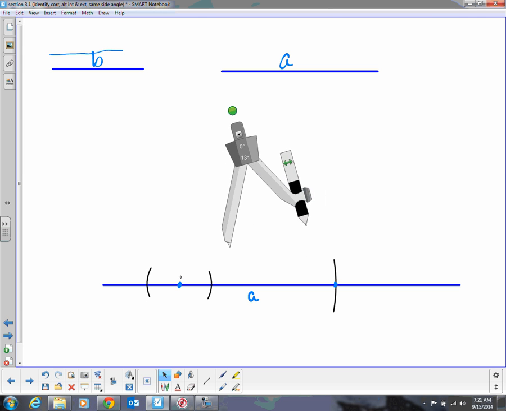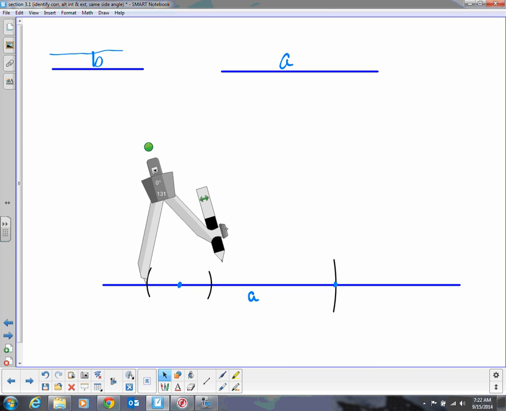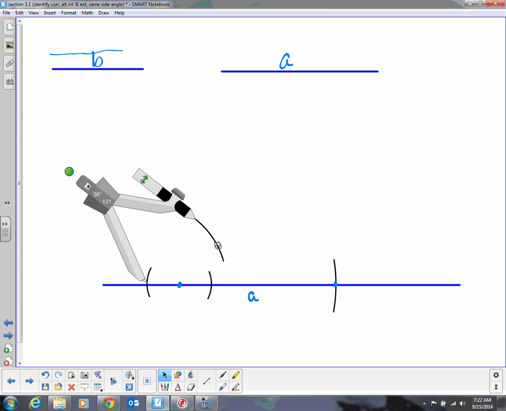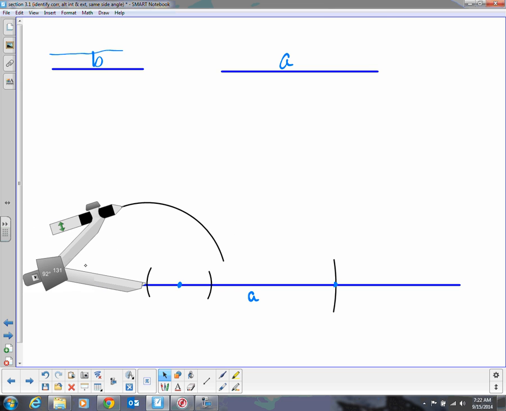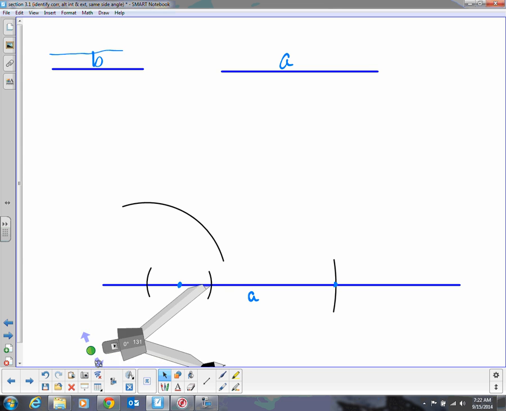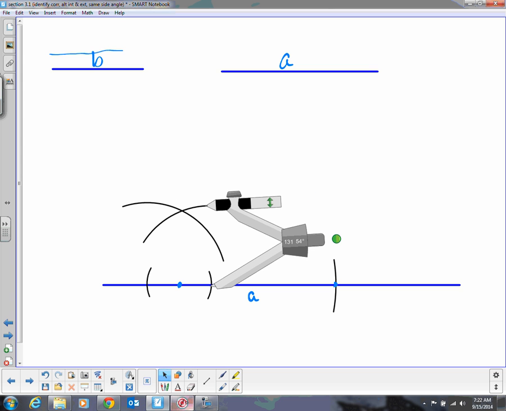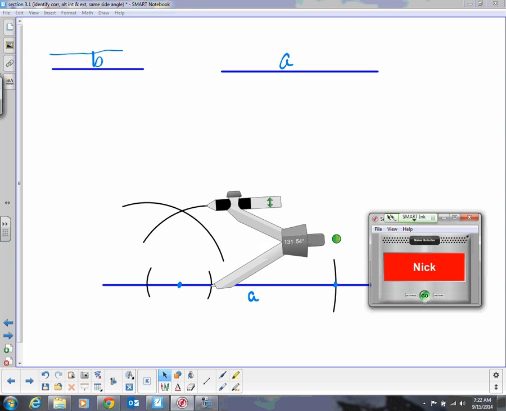So I made these two arcs for a reason. Okay, so I'm going to put my compass point here and make an arc, and then what are we going to do? Put it on the other arc, right next to that one. Make another arc. And it should intersect this one, correct? Okay, so now once I do this, how do I get my perpendicular from there? Brittany?